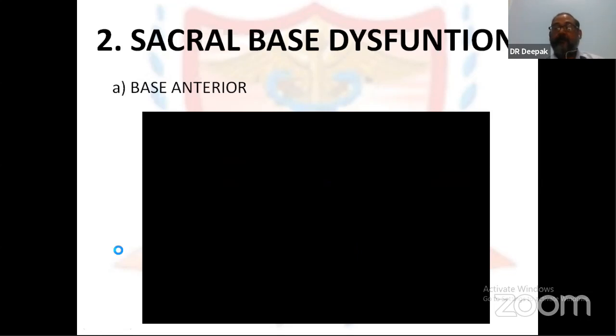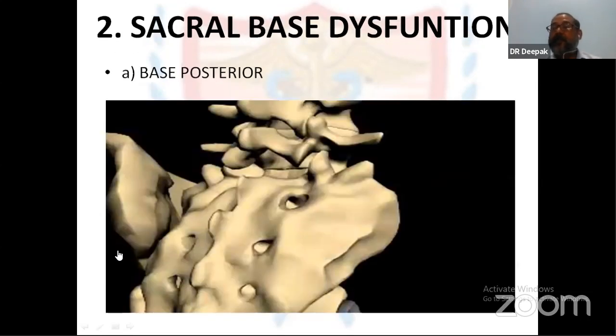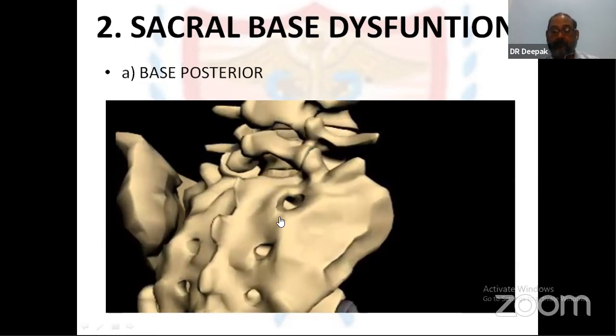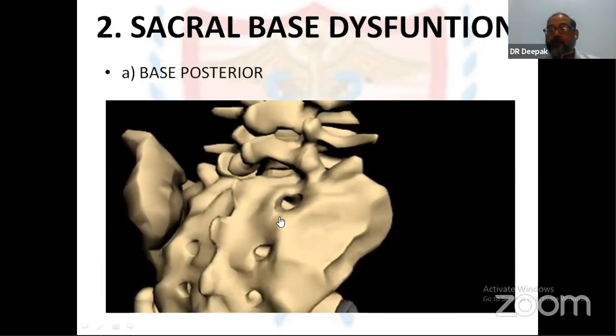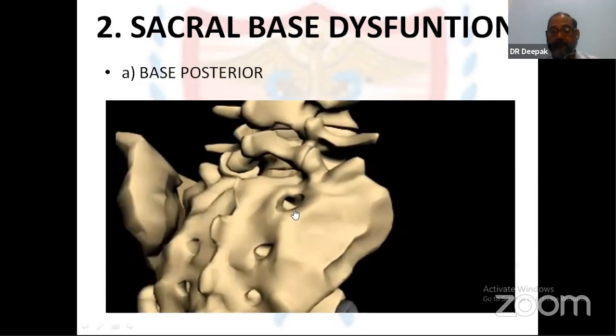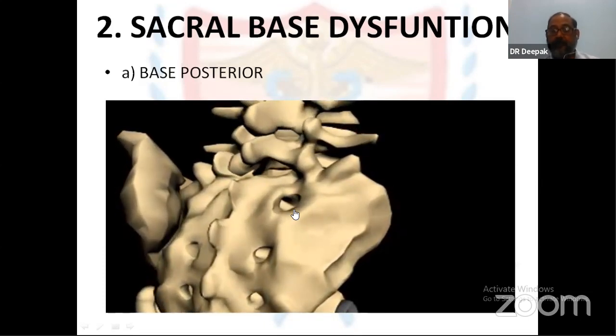Okay. Then next is base posterior dysfunction. The sacrum is stuck in the posterior direction, that is base posterior. This is posterior movement of the sacrum. Then the sacrum is stuck in the posterior direction, that is base posterior dysfunction. Once again, this is base posterior.